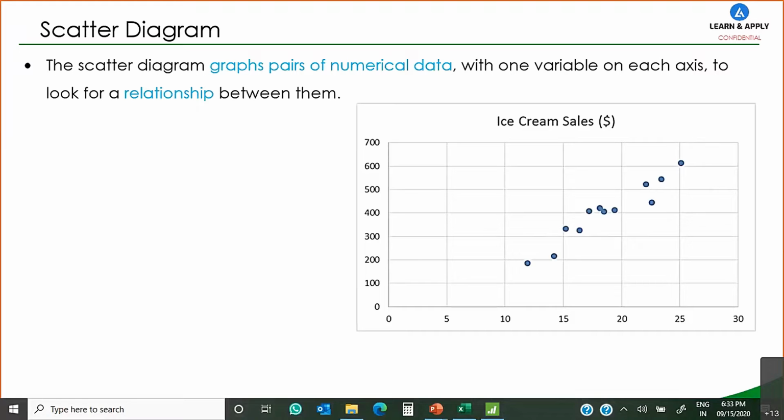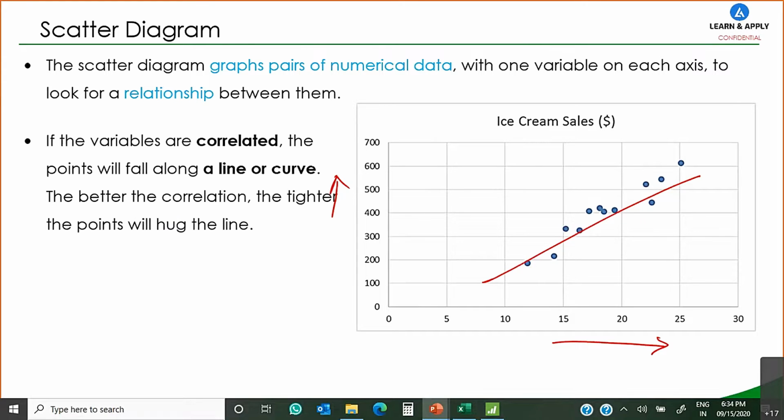The scatter diagram is one of the 7 basic quality control tools, which is used nowadays in every type of industry. The scatter diagram graphs pairs of numerical data with one variable on each axis to look for a relationship between them. So there is one variable on the x-axis and one variable on the y-axis, and we are looking for what kind of relationship is present between these two variables. How to do that, we are going to see with the help of practical examples, so it will be very clear to you.